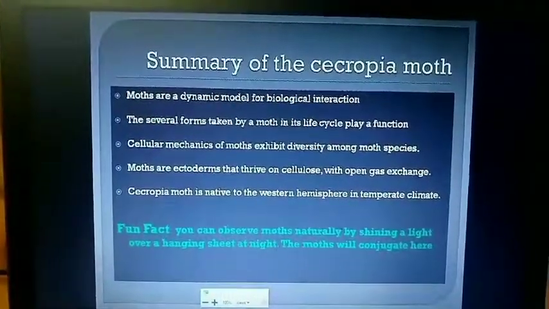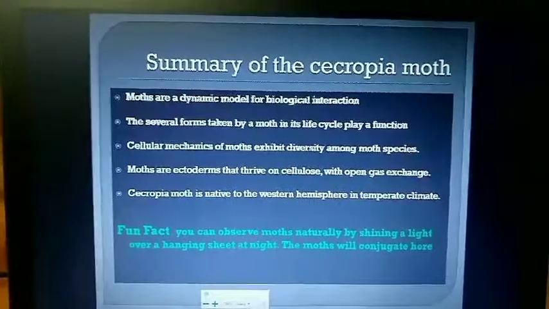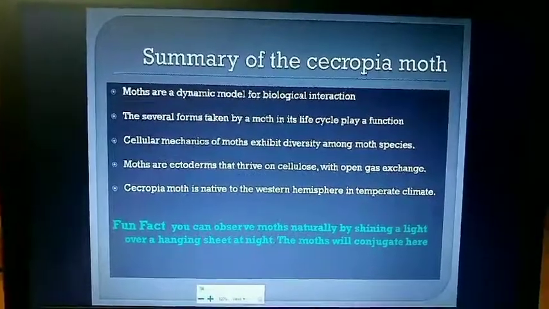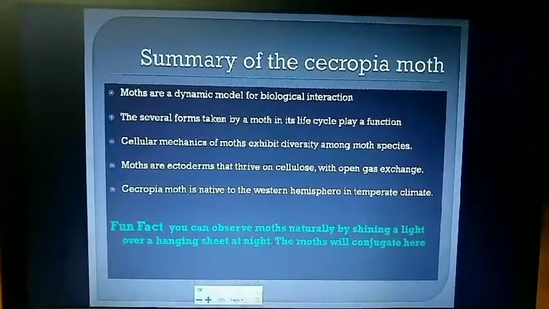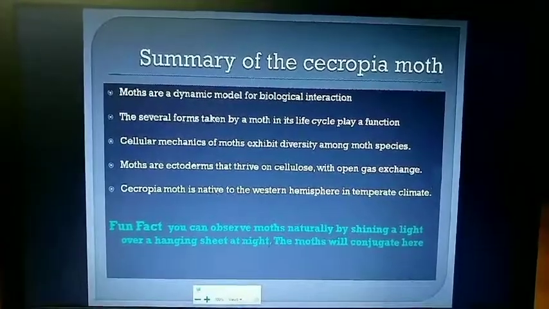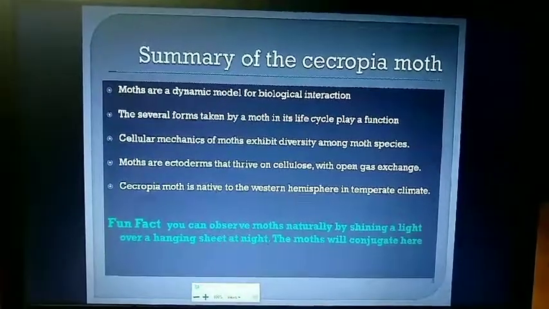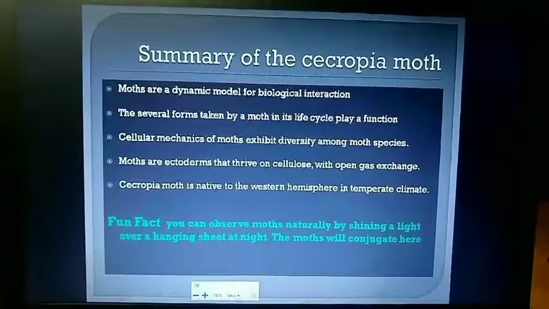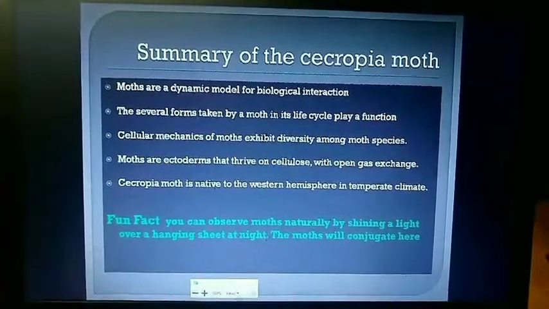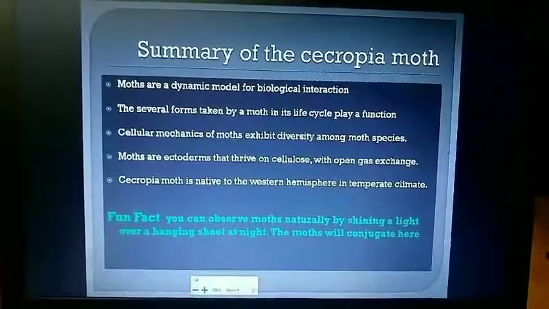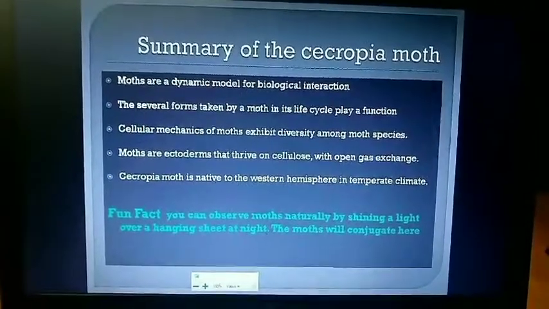Cecropia moths are a dynamic model for biological research, sensory systems, and evolutionary trade-offs. They're ectoderms, have a circulatory system, and feed on cellulose. You will find them in the Western Hemisphere in temperate regions, and if you go out late at night, in the middle of summer, hang up a sheet and shine a light on the sheet. Moths will congregate in this area.